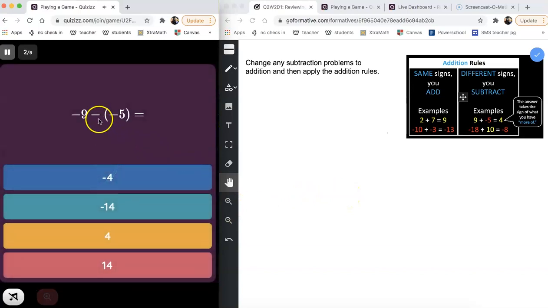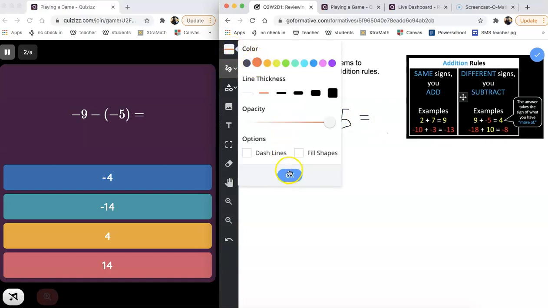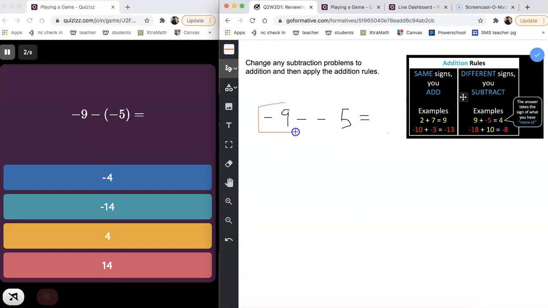All right, number 2. Notice there's not an addition sign in the middle. So this is actually subtraction, and I need to change that subtraction to addition. So I'm going to copy this problem over here. And then I'm going to choose a different color. I'm going to put a box around the first number to highlight that you never change this first number. Leave the first number alone. Then I'm going to add the opposite. So this becomes -9 plus 5.